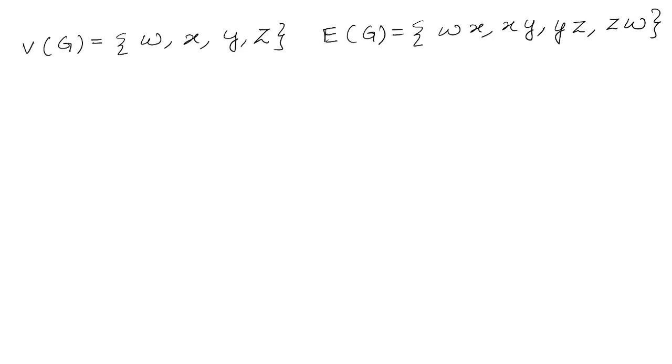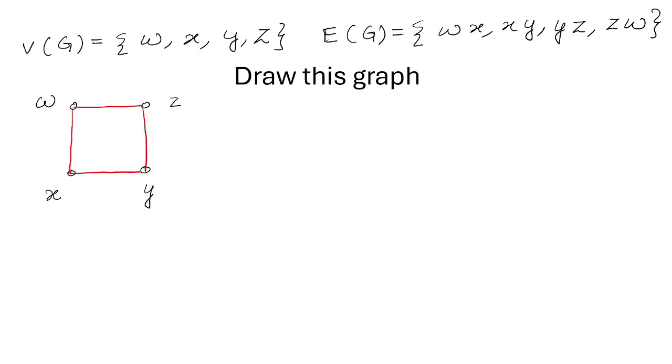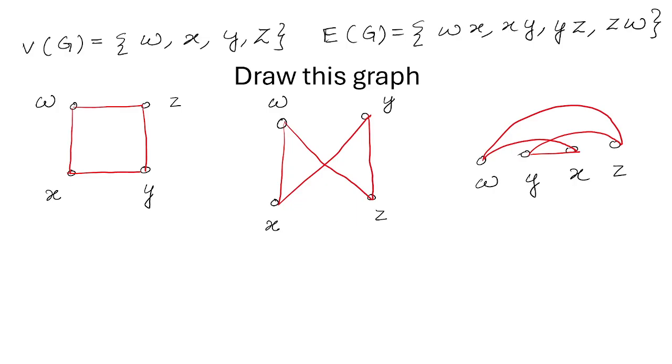Now consider a graph, or draw a graph, let's say, having vertices w, x, y, z, and the edges are wx, xy, yz, and zw. Now if you draw this, one approach can be this, or you can also draw this, or you can also draw this. Now are they the same graph? From the point of view of geometry, I can say they are not the same because they look different. But from the point of view of graph, they are the same.